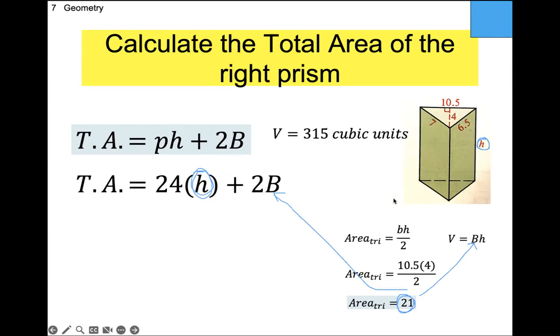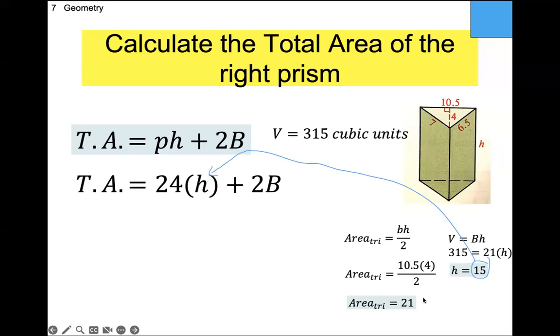We're told 315 is equal to the volume, and that's equal to capital B times H, and I just found out that capital B was 21, so now I can solve for H. So I'm going to divide 315 by 21 with my handy-dandy calculator, and I get the height is 15, and that's the value that I need. I'm going to erase everything now. That's the value that I need, this 15 gets plugged into this H, and 21 gets plugged into this B, and now I have everything.